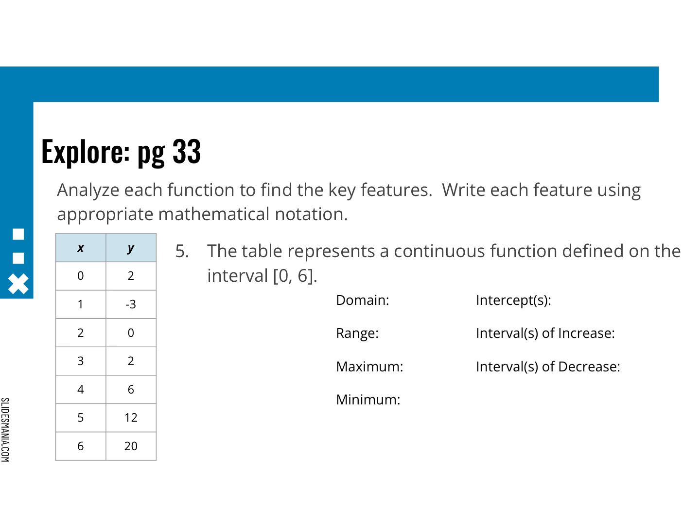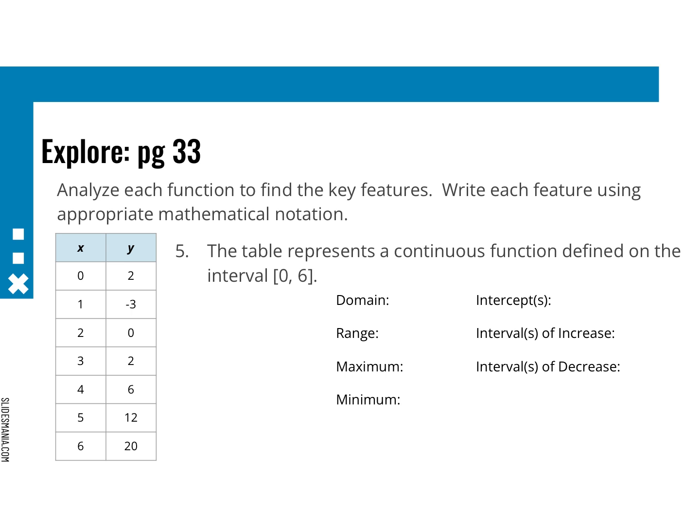All right, number 5. It's on page 33. Here's our table. The table represents a continuous function defined on the interval [0, 6]. We've kind of done this before. Will you go ahead and figure out the domain, range, maximum, minimum, intercepts, intervals of increasing and intervals of decreasing? Go ahead and do that and then come back to me.